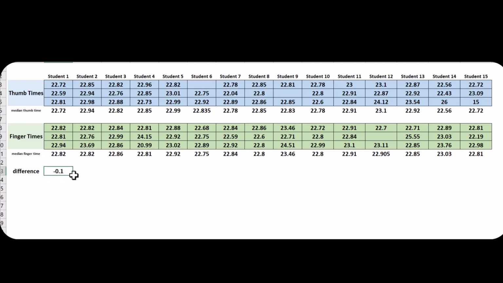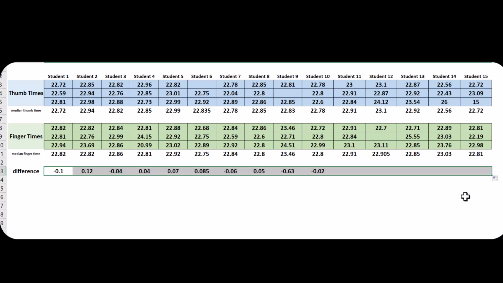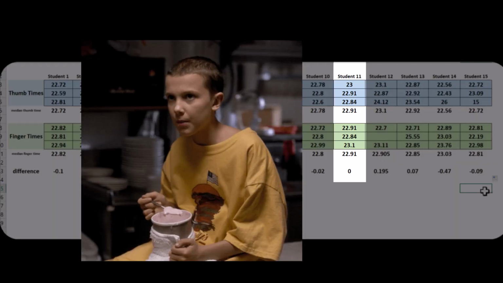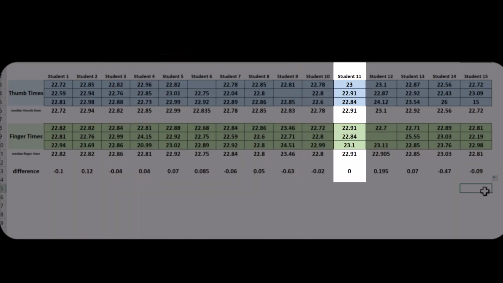And I'm going to drag that sideways. All right, let's take a look at this data as we drag. Very nice. A couple things jump out at me. Number 1, I see some negatives. There's definitely some negative data points, meaning the thumb was faster than the finger. I also see some positives, which means the finger was faster than the thumb on those students. And I see this 1-0 over here at student 11. Very cool. That's actually rad. If you look at their data sets, I didn't even notice that till right now. They're identical except for the 23, the 23.1. God, I love random numbers.